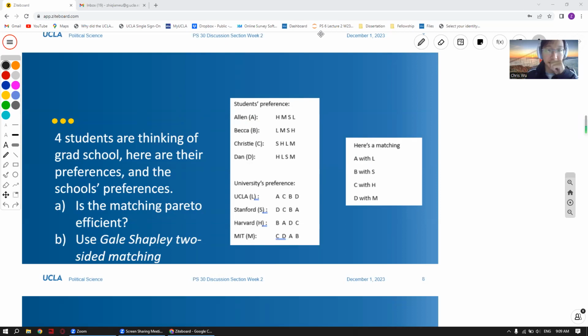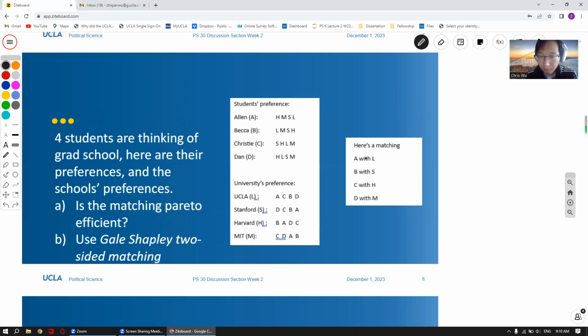Okay, so these are the problems we didn't quite get to in section G. So let me go over this. Four students are thinking about grad school, and these are their preferences: Adam, Becker, Christie, and Dan. And the four schools are UCLA, Stanford, Harvard, MIT. So we're going to do the two-sided matching to try to get a solution that is somewhat good for the applicants. So first of all, based on this list, we might be asked questions like, is this Pareto efficient?